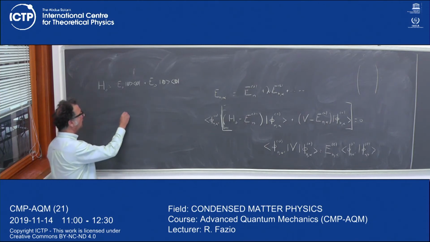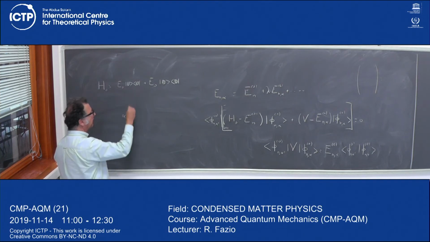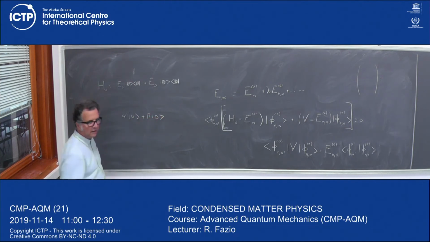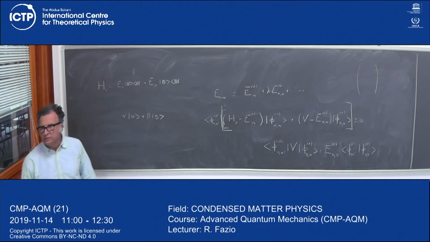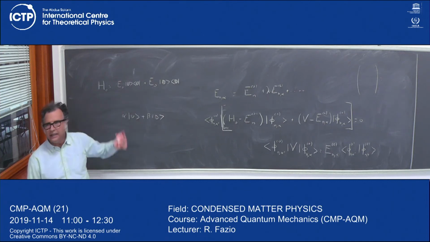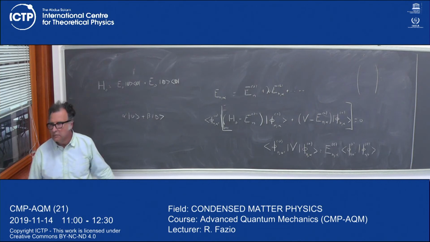Now, alpha up plus beta down. Is it an eigenstate of this Hamiltonian? Yes. What is the eigenvalue? E0. So you can take any linear combination, and this is still right.